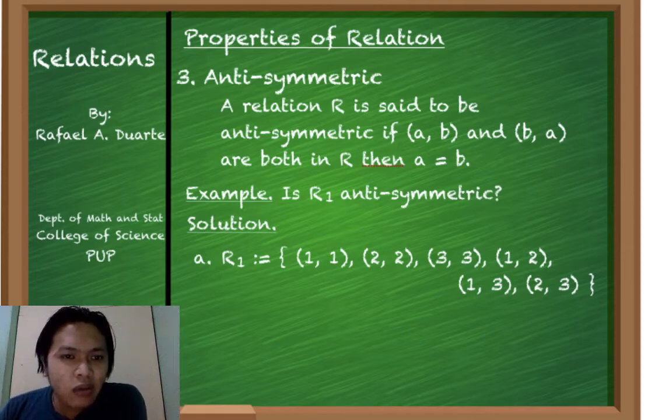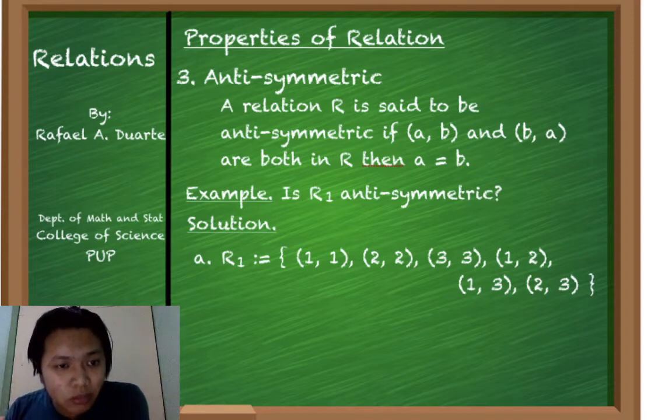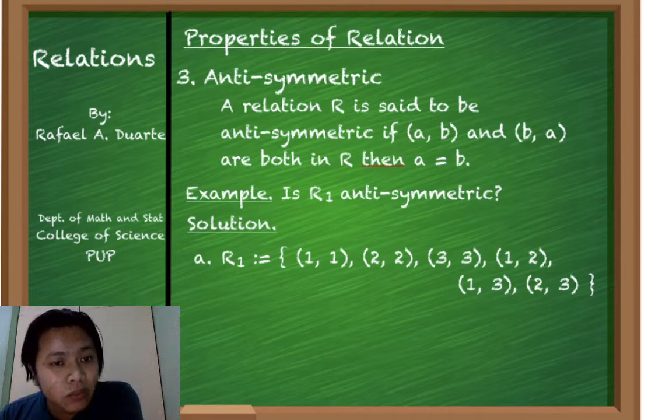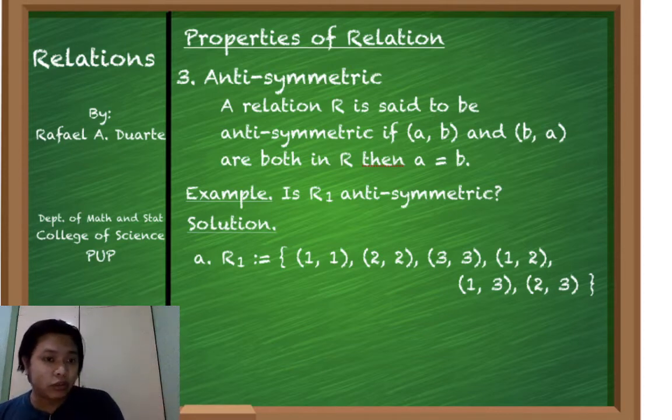Kasi ang kailangan ko lang naman yung may kabaliktaran. Eh, yung 1, 2, 1, 3, tsaka 2, 3, wala namang kabaliktaran. So, wala akong pakialam doon. Hindi ko yun itetest. Okay? Disregard mo yun. Ang itetest mo lang yung may kabaliktaran. And since yung 1, 1, 2, 2, tsaka 3, 3, yung may kabaliktaran na nasa loob ng relations, yun ang itetest mo kung equal ba yung elements.